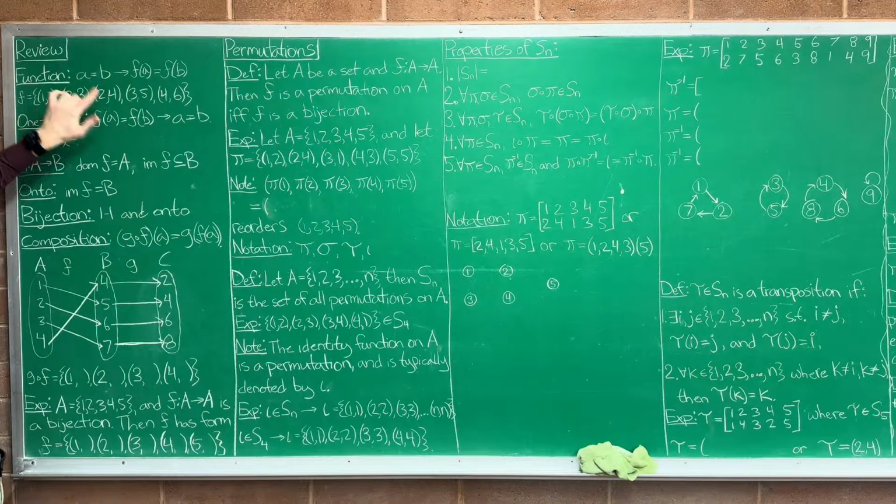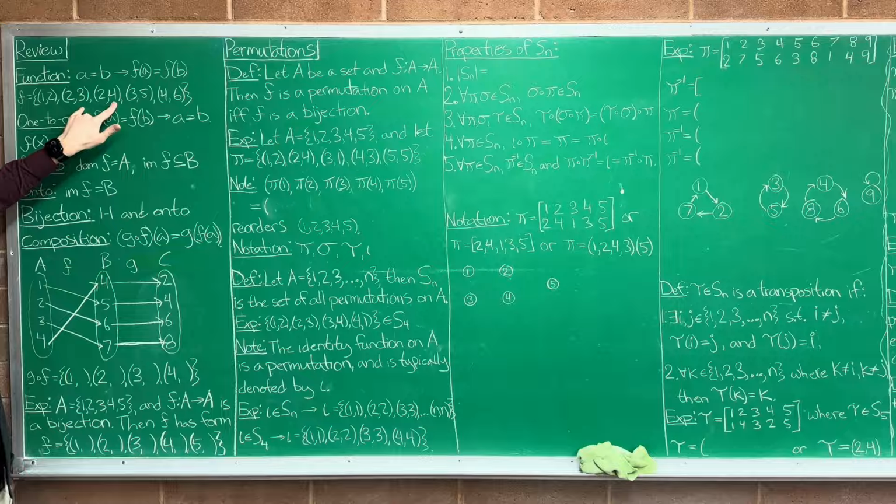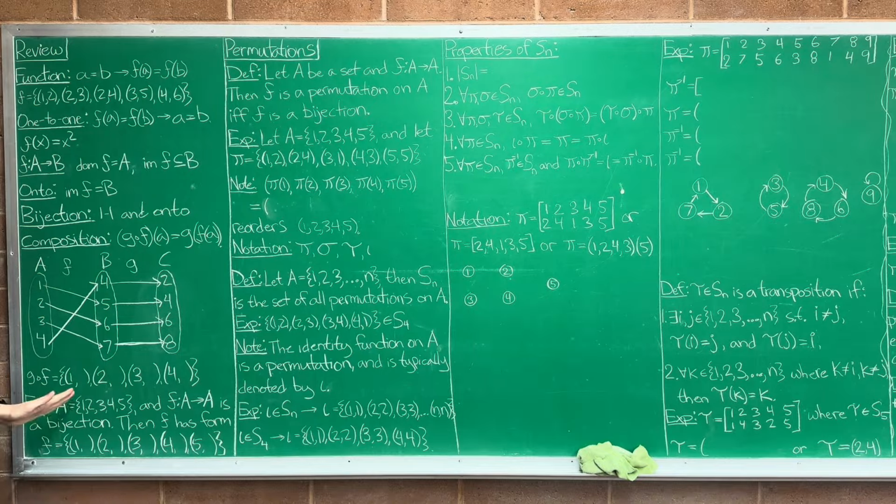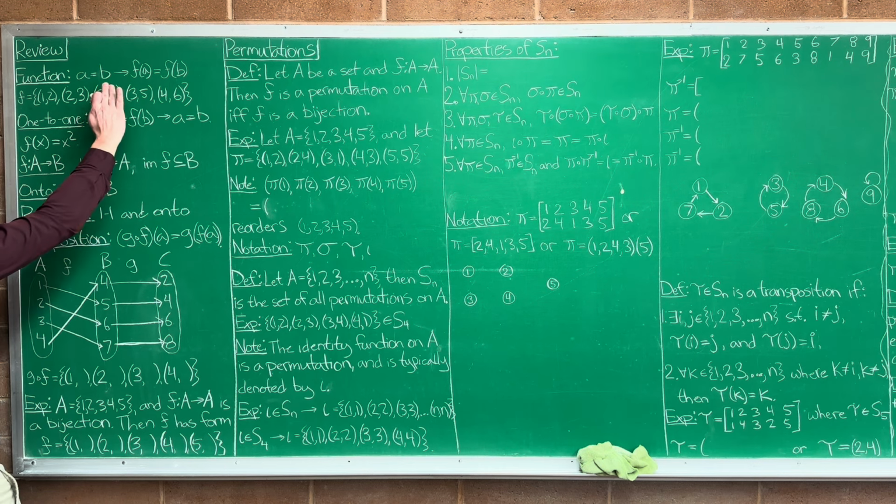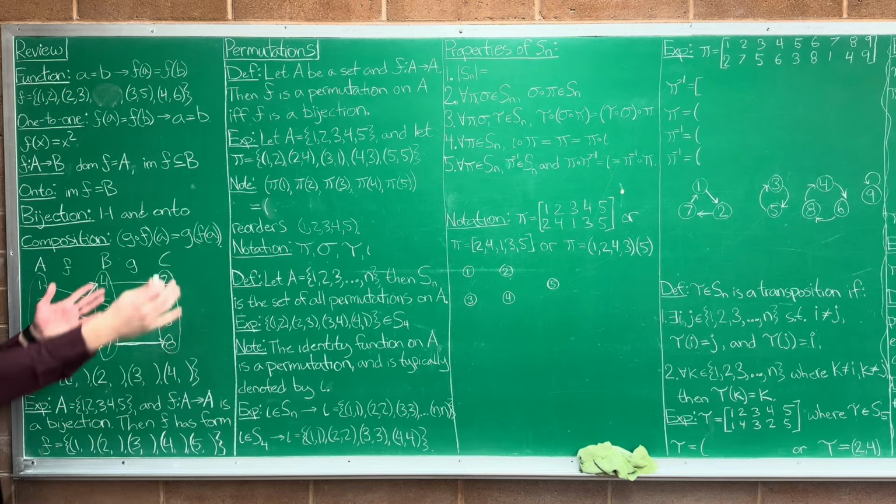It is not always the case that if two left-hand elements are equal, then the two right-hand elements are also equal. If that were the case, then it would be a function, so this is not a function. If I remove this element, now it's a function. Make sense so far? Just review from last time.